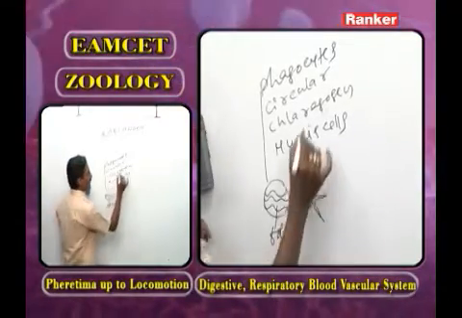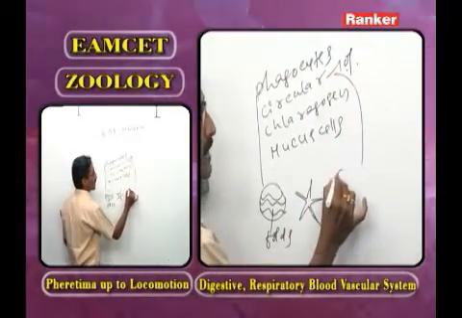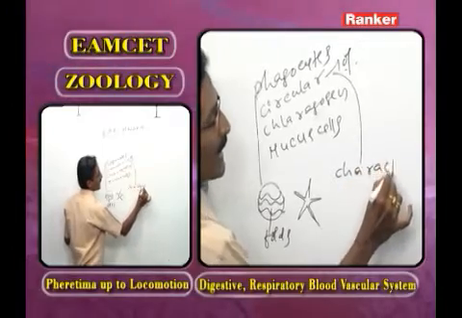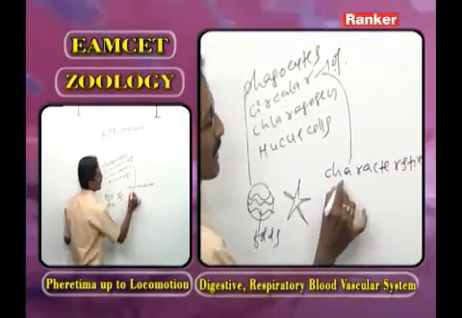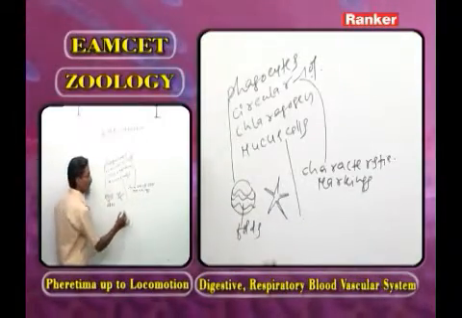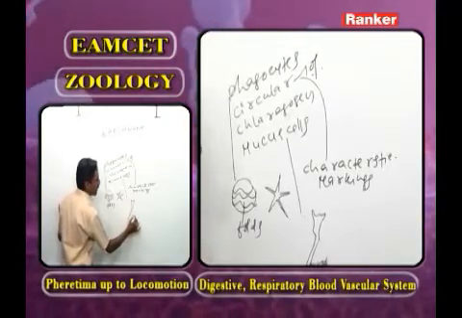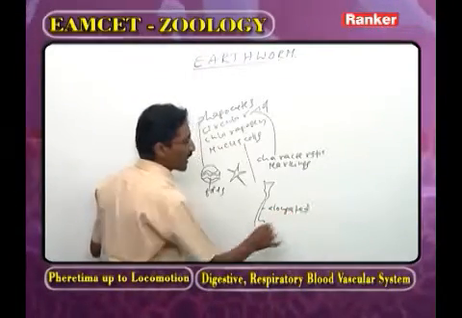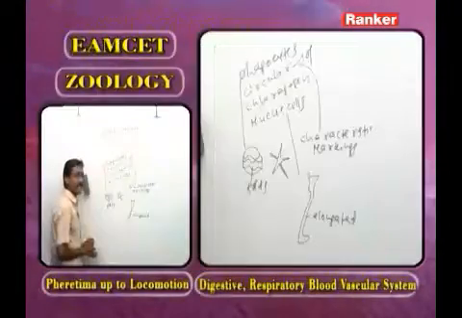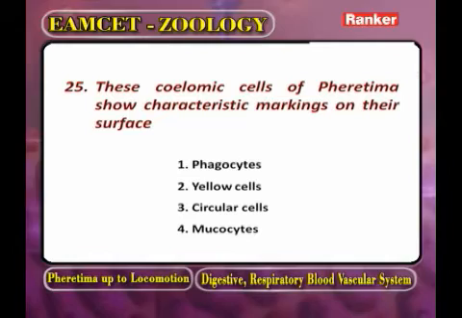What about the circular cells? Their percentage is 10%. On circular cells, what is present? The characteristic markings are present. Now, what about the next one, mucous cells? The mucous cells are elongated. Now, based on this information, we have to identify the correct answer. These coelomic cells of Pheretima show characteristic markings on their surface. What is the correct answer for this question?